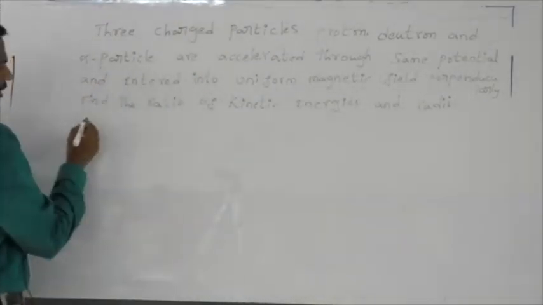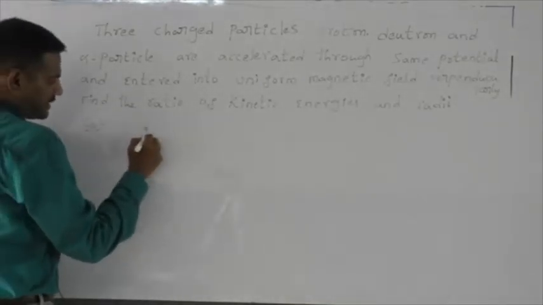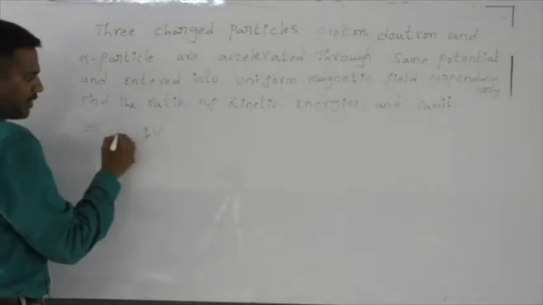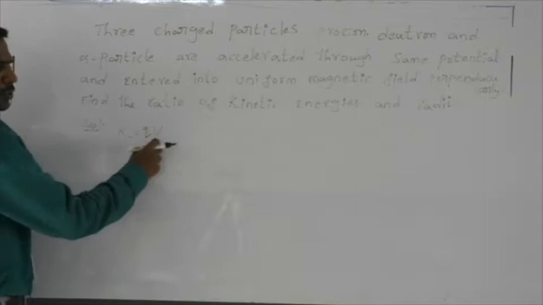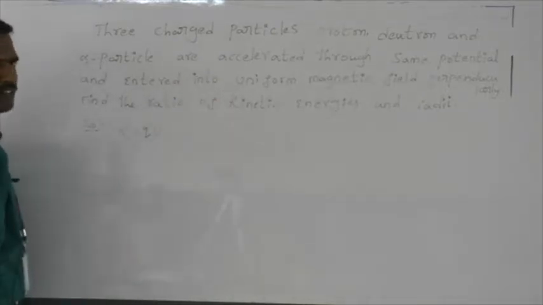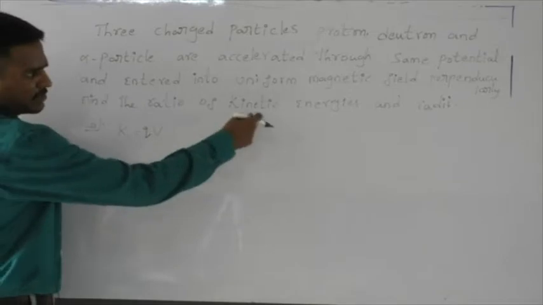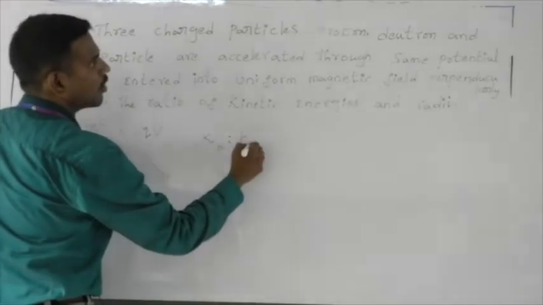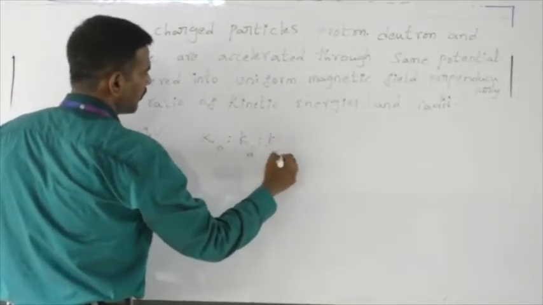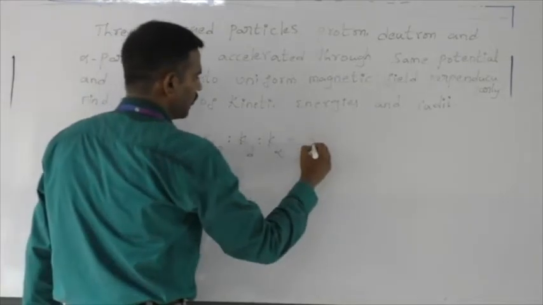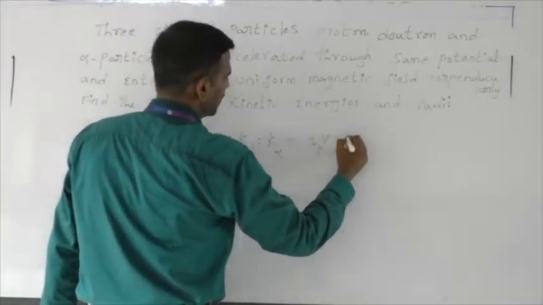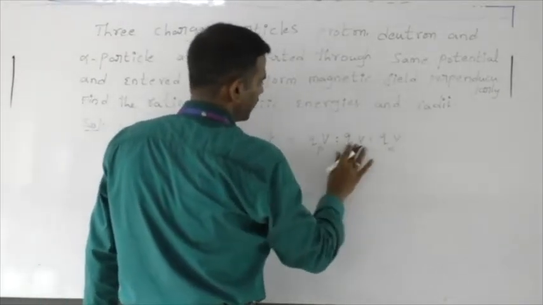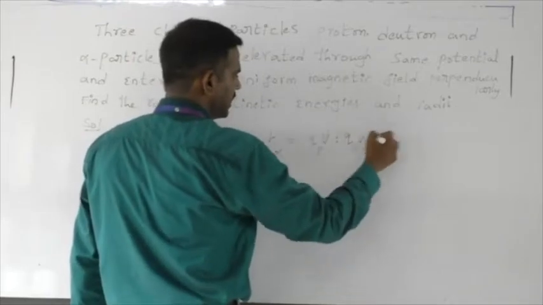Previously I have already told you, if the charged particle has charge Q and is accelerated through potential V, then the kinetic energy acquired by it is K equals Q into V. Now the same thing can be applied for our concept. They are asking to find the ratio, right? The kinetic energy of proton, the kinetic energy of neutron, the kinetic energy of alpha particle must equal the charge of proton into V is to the charge of neutron into V is to the charge of alpha particle into V. Can I note down like this? Then V, V, V get cancelled.